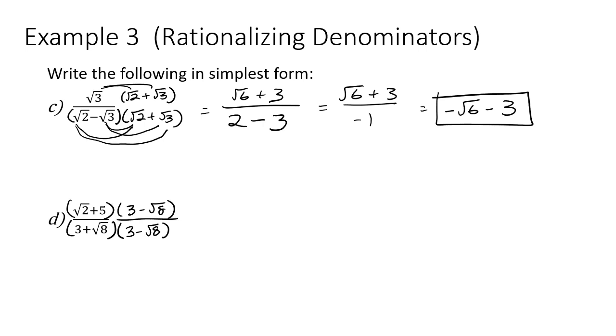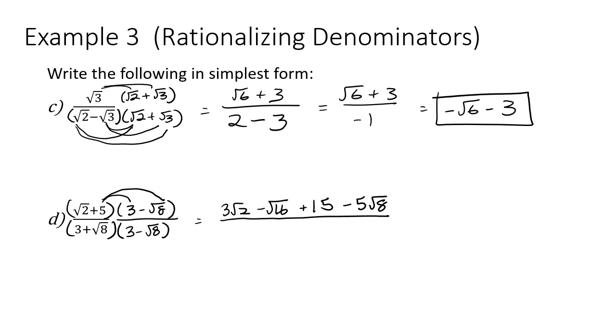And I essentially just have to FOIL twice here. Once for the numerator of the fraction and once for the denominator of the fraction. So in the top, we're going to get 3 times the square root of 2 minus the square root of 2 times the square root of 8, or square root of 16, plus 15 minus 5 square roots of 8. And we can do some simplification with that, but we're going to come back to that in a second.